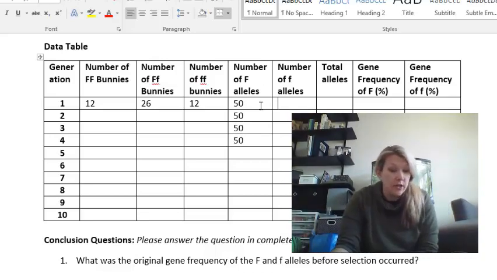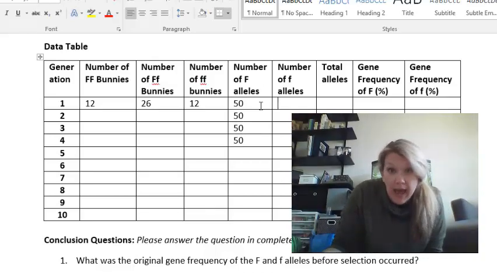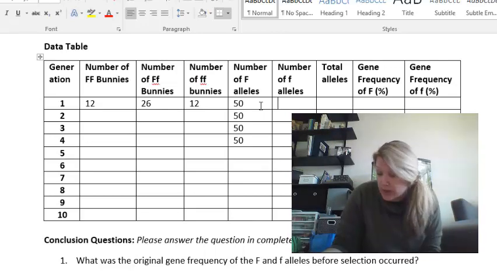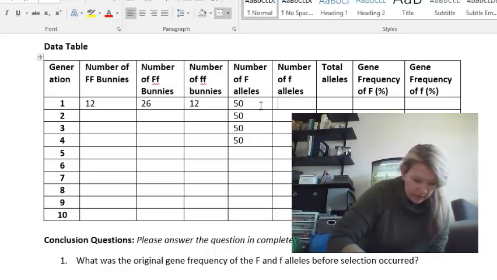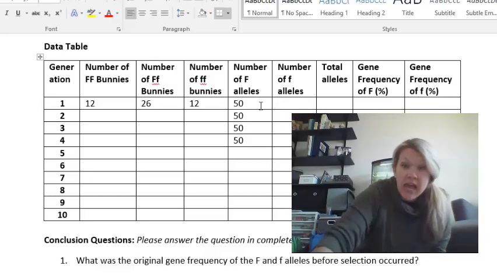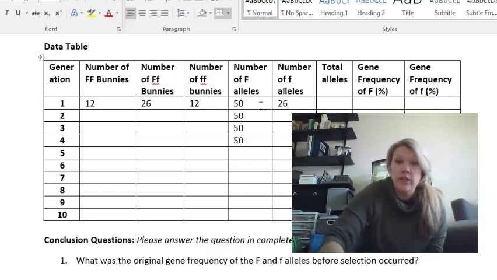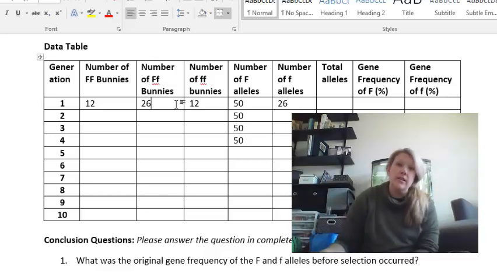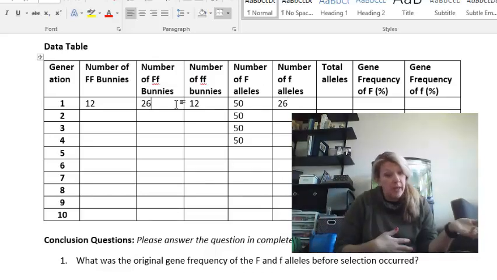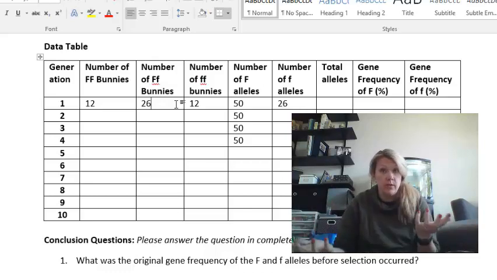Now I'm going to look at my heterozygous plate because that's the only one I have with little f, the white beans, or in my case, white Legos. And I'm just going to count the number that I have. So I've got 1, 2, 3, 4, 5, 6, 7, 8, 9, 10, 11, 12, 13, 14, 15, 16, 17, 18, 19, 20, 21, 22, 23, 24, 25, 26. And I have 26, which interestingly enough is the same as the number of bunnies because each bunny has 1 recessive allele. So that makes sense.